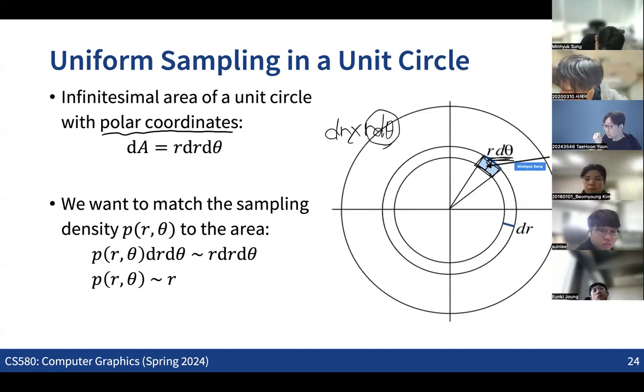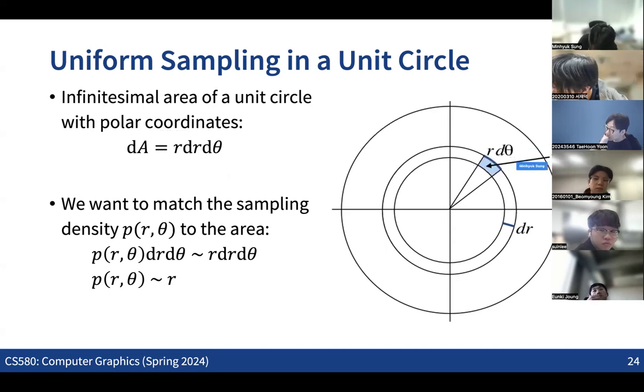From the definition of the angle here, this length will be subtended from the small angle d theta, right? We can see that this small region has the area of dr times r d theta. So that becomes this, right? The infinitesimal area for each point becomes this.